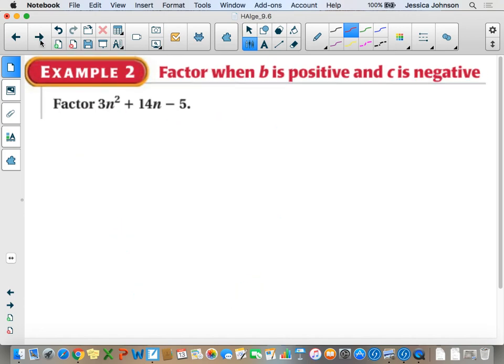Okay, looking at a different example. Now I'm factoring 3n squared plus 14n minus 5. Okay, so I know that 3n times n will give me the n squared. Okay, looking at my c value, it's a negative 5, so I know that I have to multiply a negative times a positive to get a negative. It's going to have to be 5 and 1. Those are the only two numbers that make negative 5.